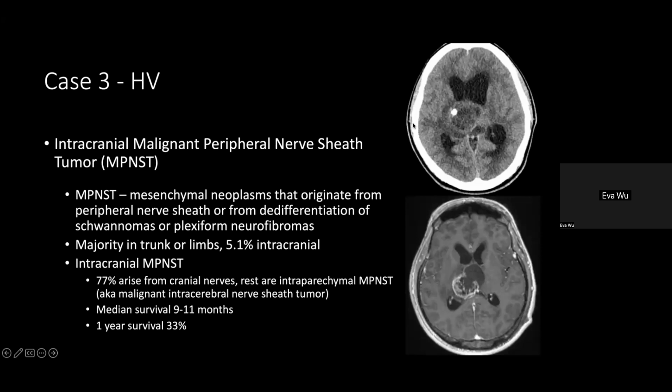Sorry, let me share my slide real quick. So like what Dr. Saad said, this was an MPNST, and so these are mesenchymal neoplasms that originate from peripheral nerve sheath or from the differentiation of schwannomas or plexiform neurofibromas. The majority occur in the periphery, the trunk, or the limbs, and only 5.1% occur intracranially. And when it's intracranial, most of them arise from cranial nerves, and the rest are intraparenchymal MPNST, which is like ours, also called malignant intracerebral nerve sheath tumor.